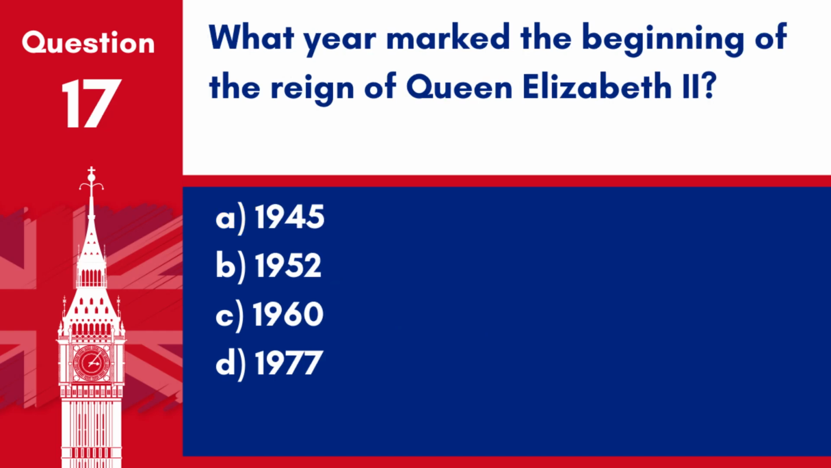Question 17. What year marked the beginning of the reign of Queen Elizabeth II? A. 1945. B. 1952. C. 1960. D. 1977. Answer: B. 1952. The reign of Queen Elizabeth II began in the year 1952.